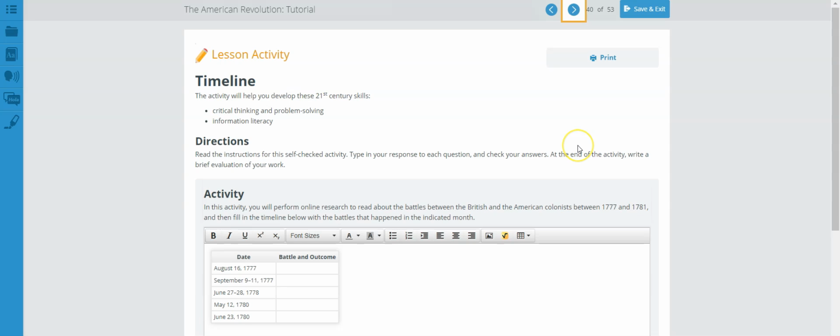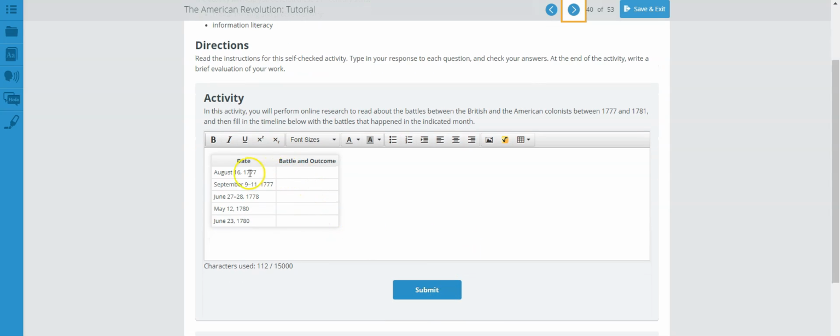Let's move on. Alright, we are now on page 40 of the American Revolution tutorial, and this is the lesson activity, and it's basically a timeline that you're working here. Let's read the activity part here. In this activity, you will perform online research to read about the battles between the British and the American colonies between 1777 and 1781. And then fill in the timeline below with the battles that happened in that indicated month.